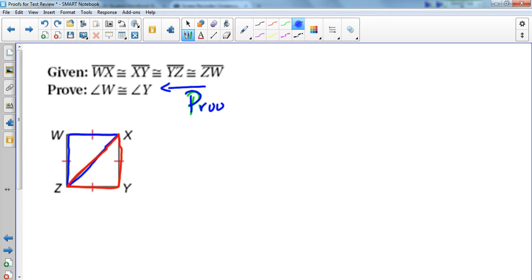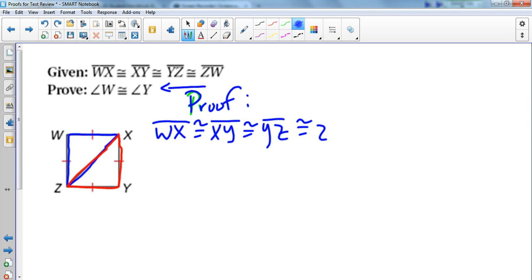In our proof, we're given that all four sides are congruent to each other. So side WX is congruent to side XY, which is congruent to side YZ, which is congruent to side ZW, right? So all four of those sides are congruent. This is a rhombus, based off our given information. And we need to prove that those two angles are congruent. The reason we get to state that again is from given information.